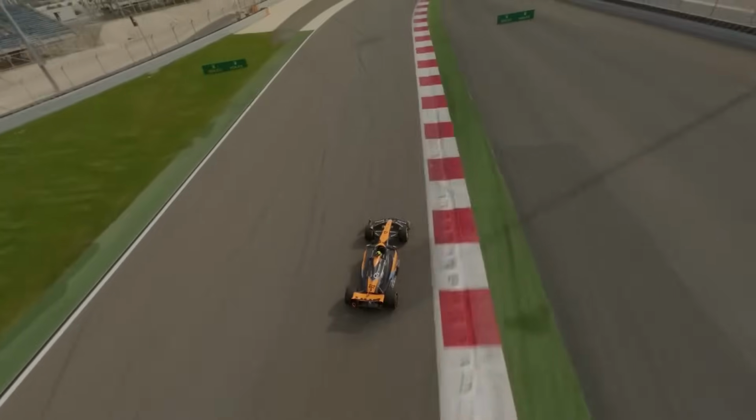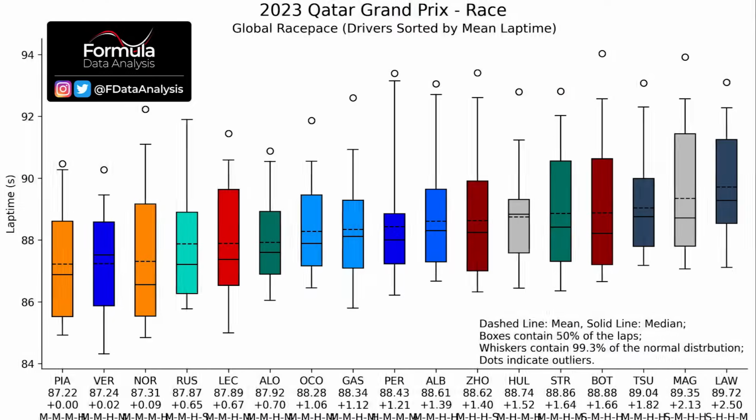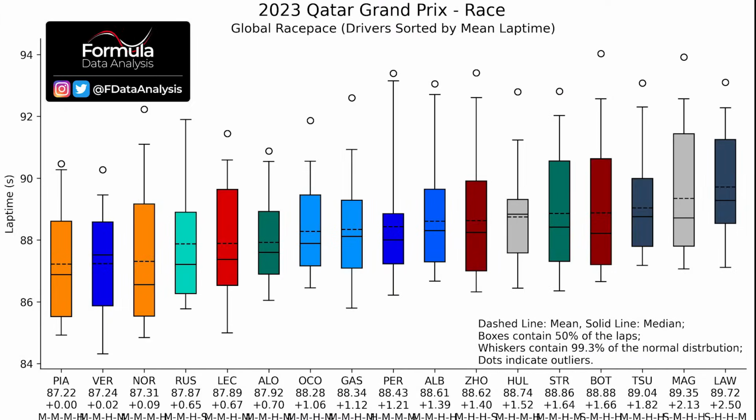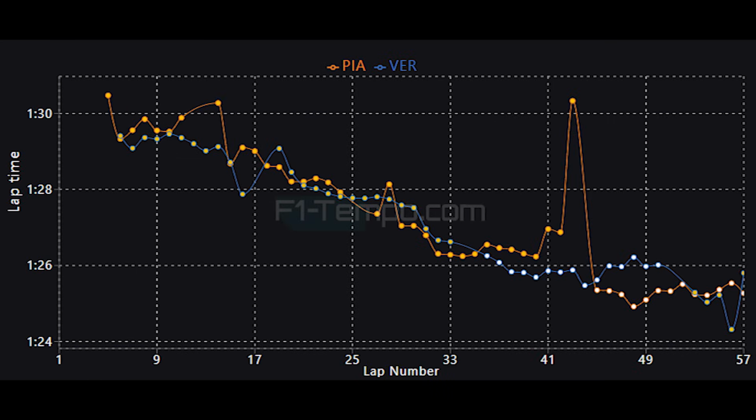In the race as well, McLaren had fantastic pace and were once again the closest rivals to Red Bull. You can see that with the data provided by Formula Data Analysis as well, that actually overall, one of the McLaren drivers did have better pace than Verstappen, and when you compare the overall times of Piastri and Verstappen, you can see how Piastri actually had better pace in quite a few areas.